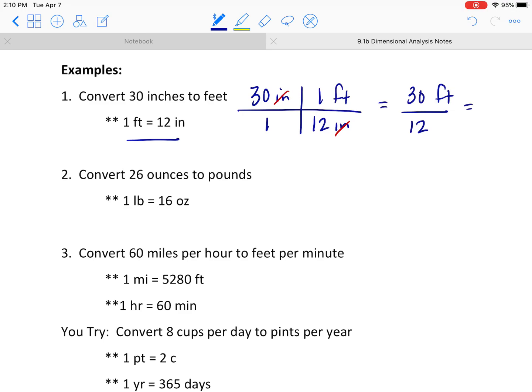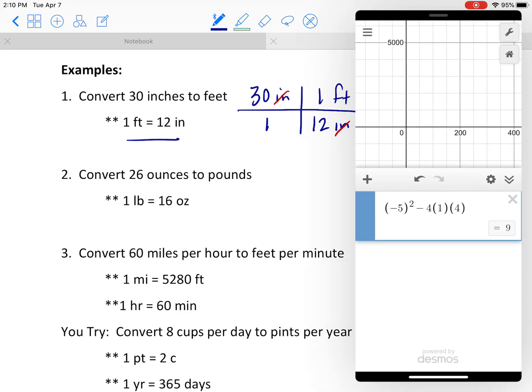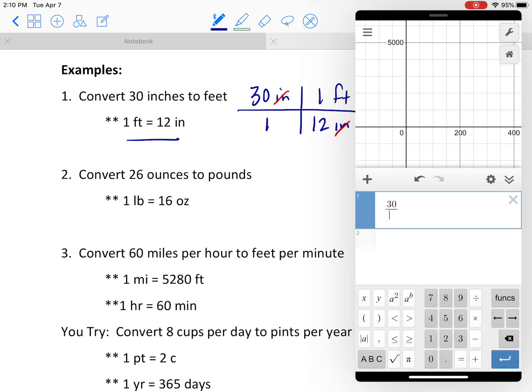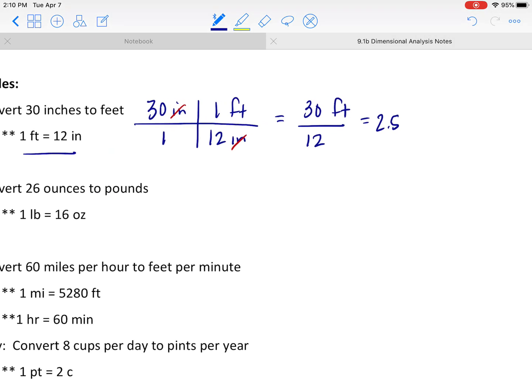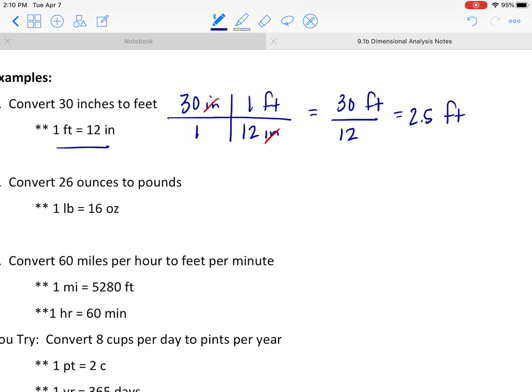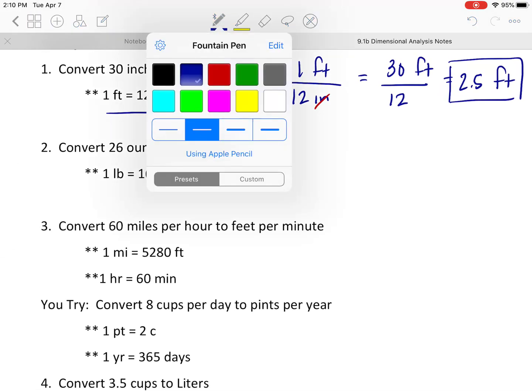And then we're going to multiply straight across the top. So 30 times 1 is going to give me 30. And there's still units of feet left there. And then on the bottom, 1 times 12 is 12. And now my last step is just to divide. Now what is 30 divided by 12? Go to my calculator here. So 30 divided by 12 is going to be 2.5. So we're looking at 2.5 feet.